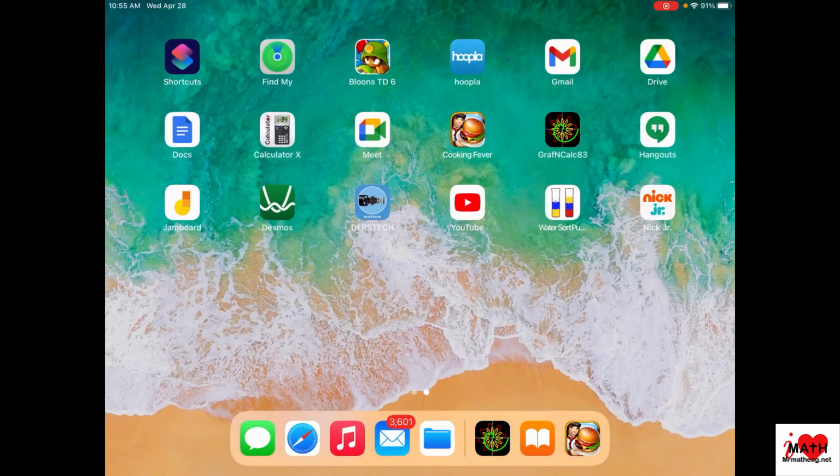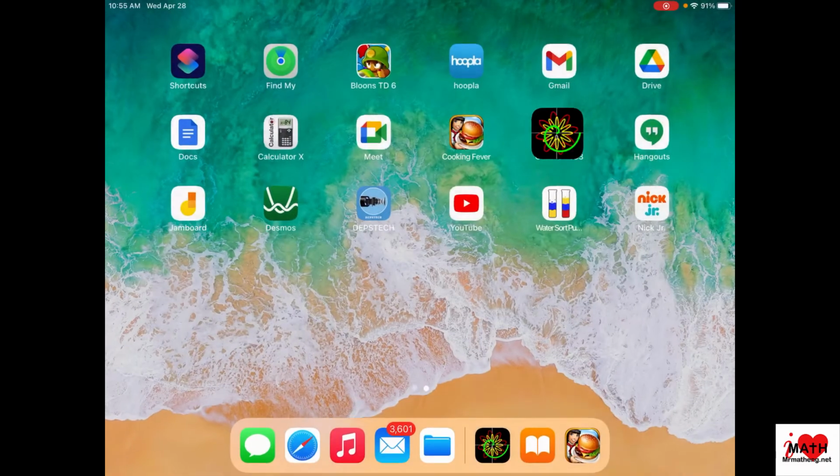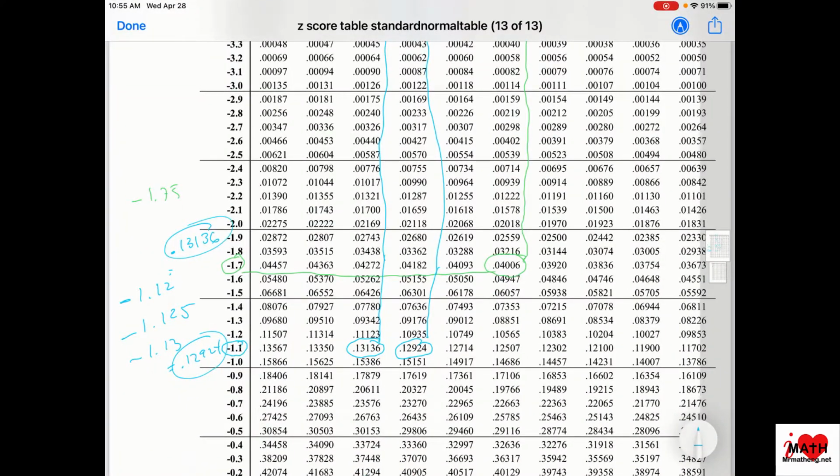All right, let's do that together. I'm finding the average or the midpoint of those two values. 0.13136 plus 0.12924. I'm going to divide that by 2, and it gives me 0.1303. Okay, 0.1303. That's the number I want.